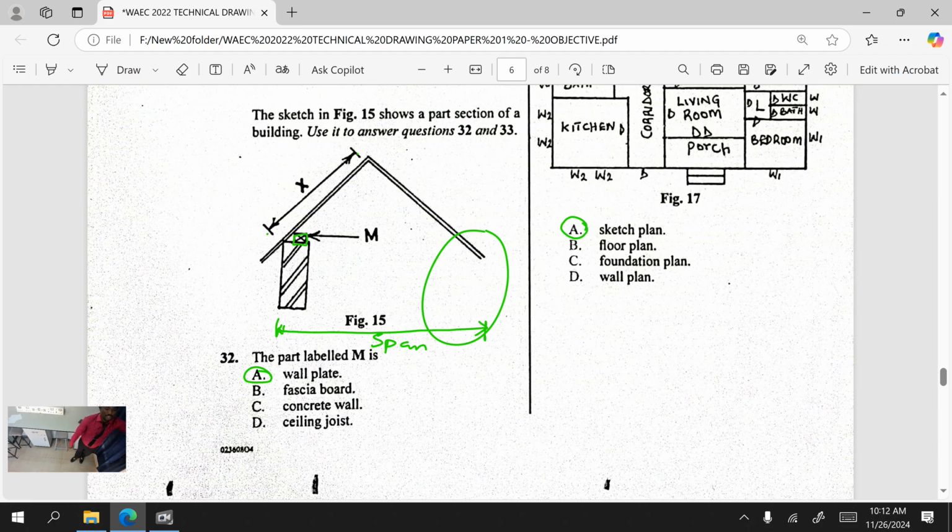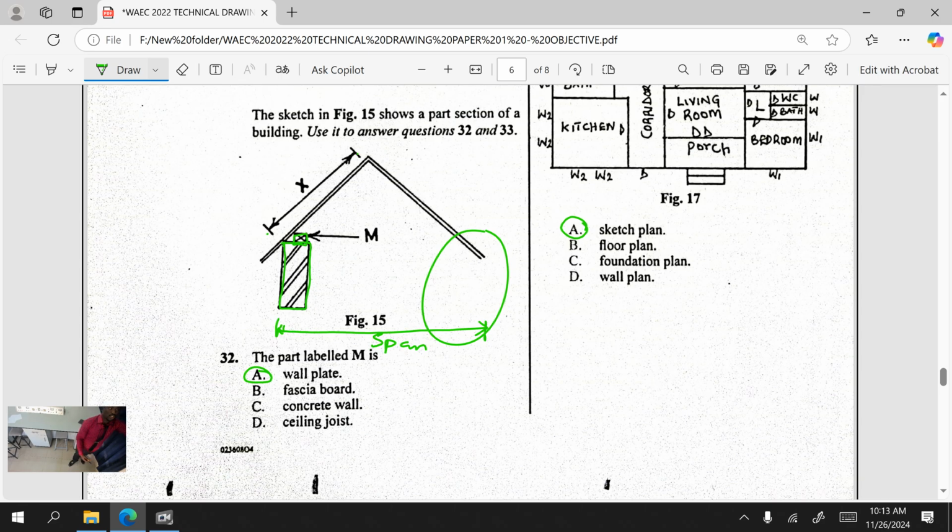Excellent. So look at this question. This figure 15 is showing a wall. Can you see the wall? Please, this is the wall. Let me highlight it for you. Good. This is the wall. Did you see the convention inside?